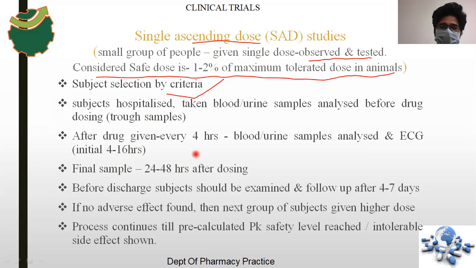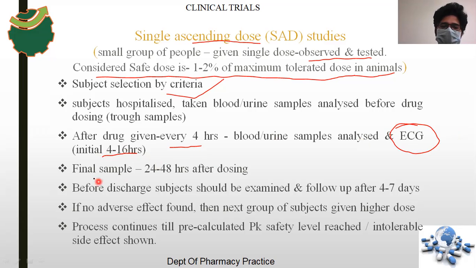You give the drug to the patient. After giving the drug, every 4 hours your blood sample and urine sample should be analyzed, to see any physiological changes or anything in the blood and urine. And every 4 to 16 hours at initial times, you should check the patient's ECG also. Is there any increase or decrease or any problem, like in the PQRS waves or anything? That should be cross-checked again.